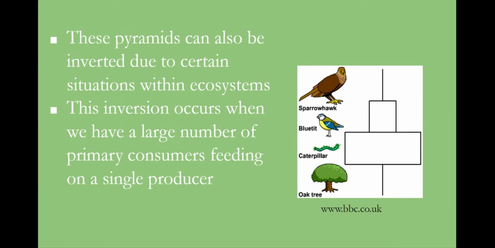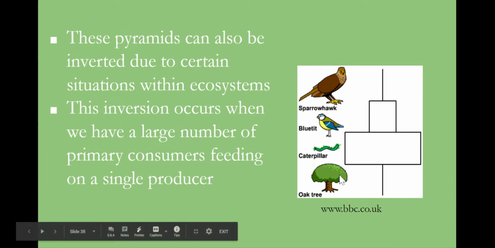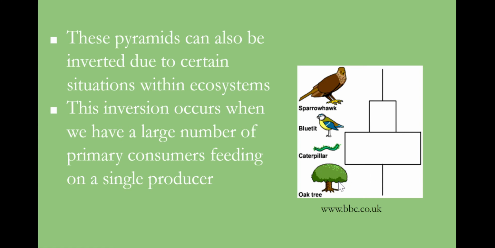Pyramids can also be inverted depending on the situation. As I showed you before, it's the exact same one, just a little bit different. This inversion occurs when we have a large number of primary consumers feeding on just one single producer.